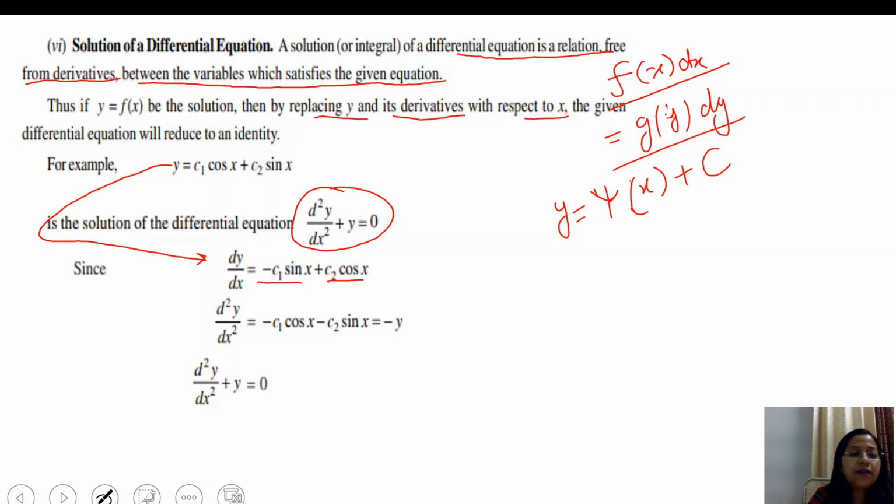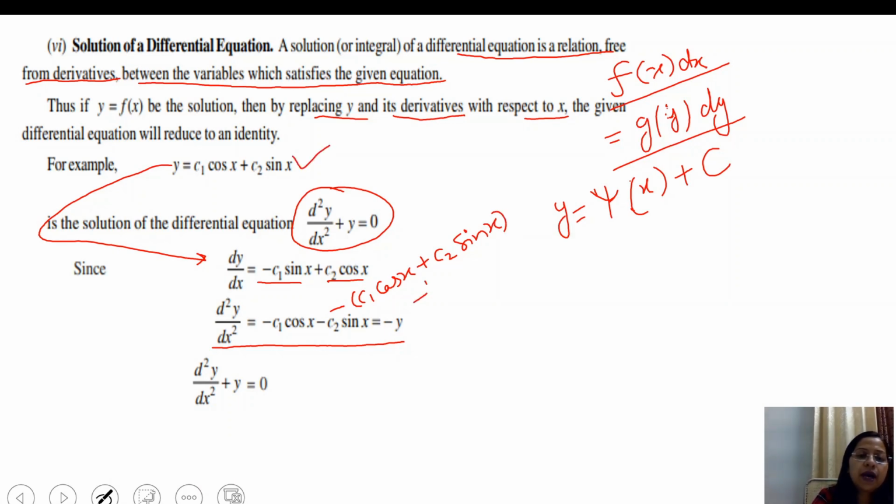Once again, we'll differentiate it with respect to x itself. So once again, differentiating, I'm getting this result. Alright, so after taking negative common, I'm having here c1 cos x plus c2 sin x. That is what? y, which is given to us. So it's minus y. Right, that means we are reaching the differential equation from the given solution.